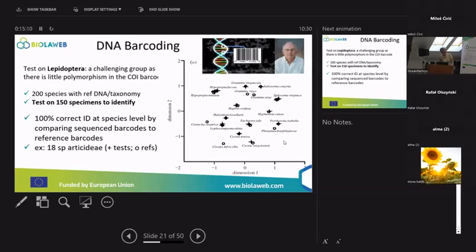So, for example, on the bottom, you have this, I cannot see the name very well, this Cycnia oregonensis, where you have this cross and this circle that are very close. So it was correctly identified.